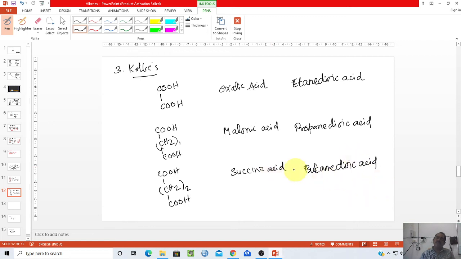If you are not remembering this word, there is nothing wrong, because we can easily remember the IUPAC system. Just count the number of carbon. 4. Butane. How many acids? 2. Butane dioic acid. So see, let us think of Kolb's reaction from this.